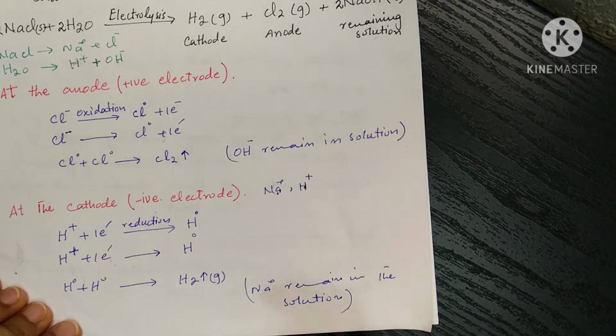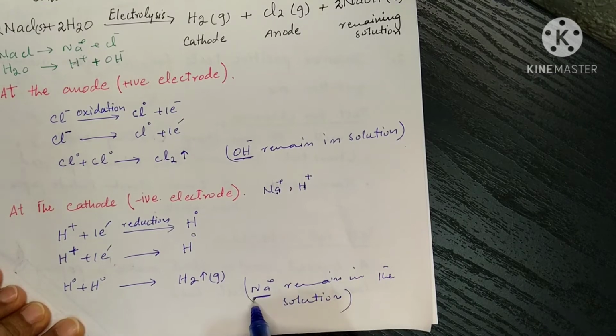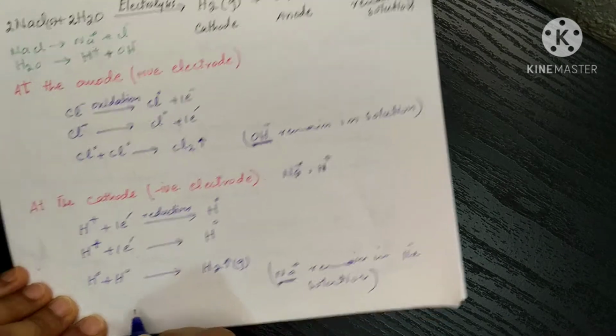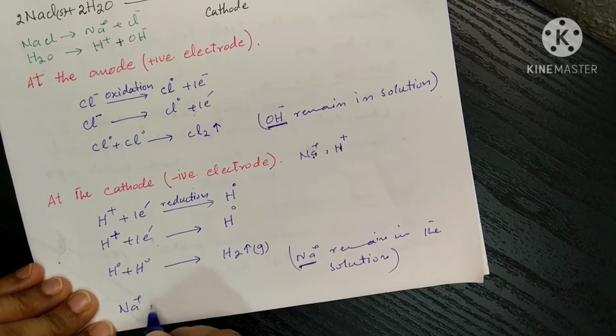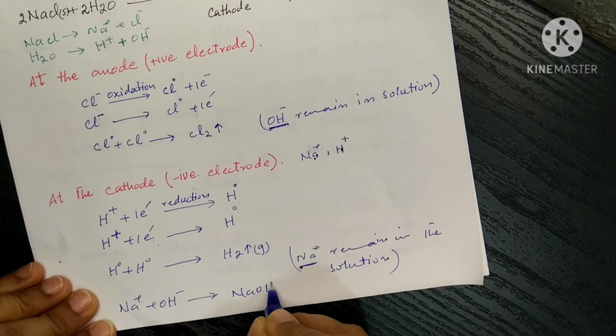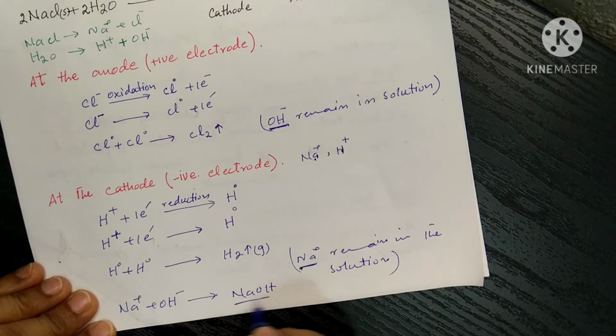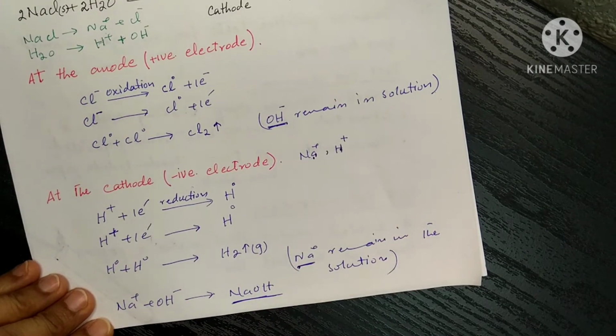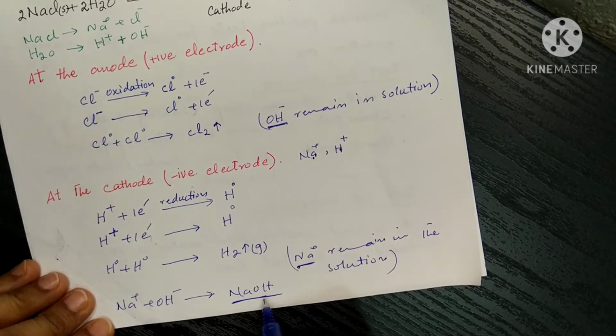It means the resulting solution will be basic in nature because the sodium ion and hydroxide ion combine together to form sodium hydroxide. So sodium plus OH negative will combine and convert into sodium hydroxide, and sodium hydroxide is a strong base, so the resulting solution will be basic in nature.